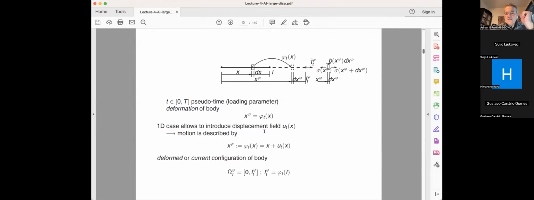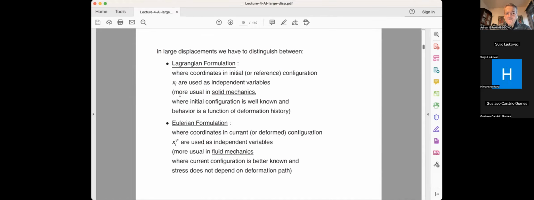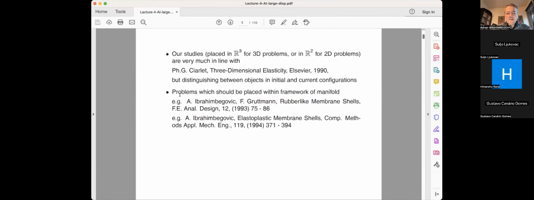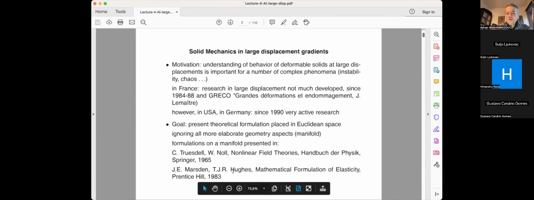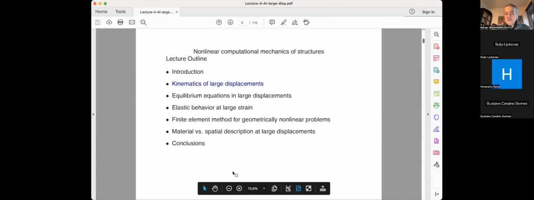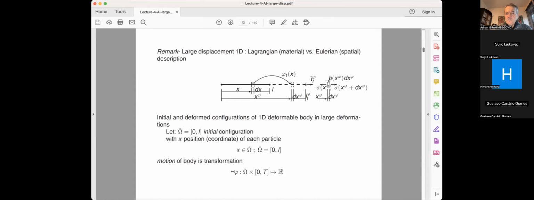So here you see that you have the interest to keep this type of choice, that the unit vectors are the same in the initial and the deformed configuration. Otherwise, it doesn't make much sense to introduce displacement. In fact, the main idea of this book of Marsden and Hughes is to say that in the manifold setting, the displacement is not defined. And you can develop all this without talking about displacement.